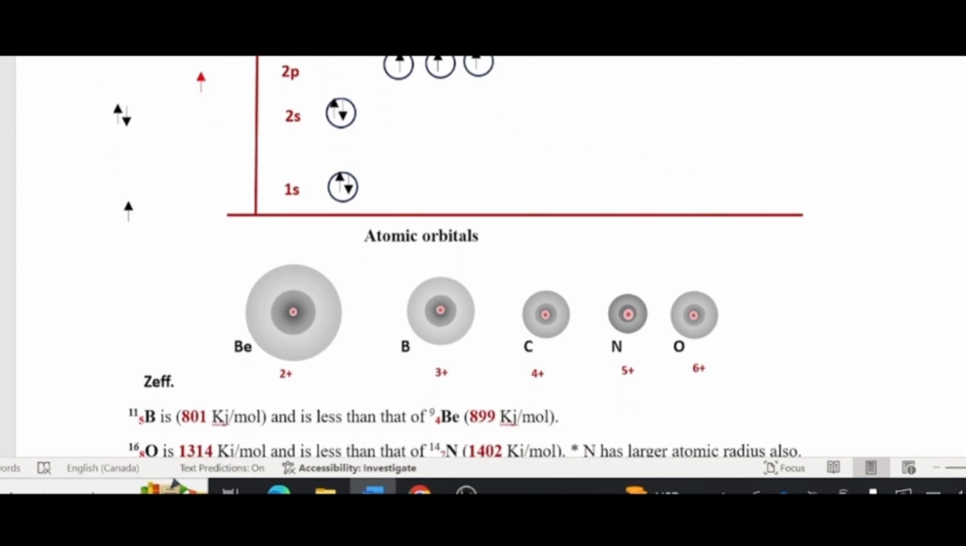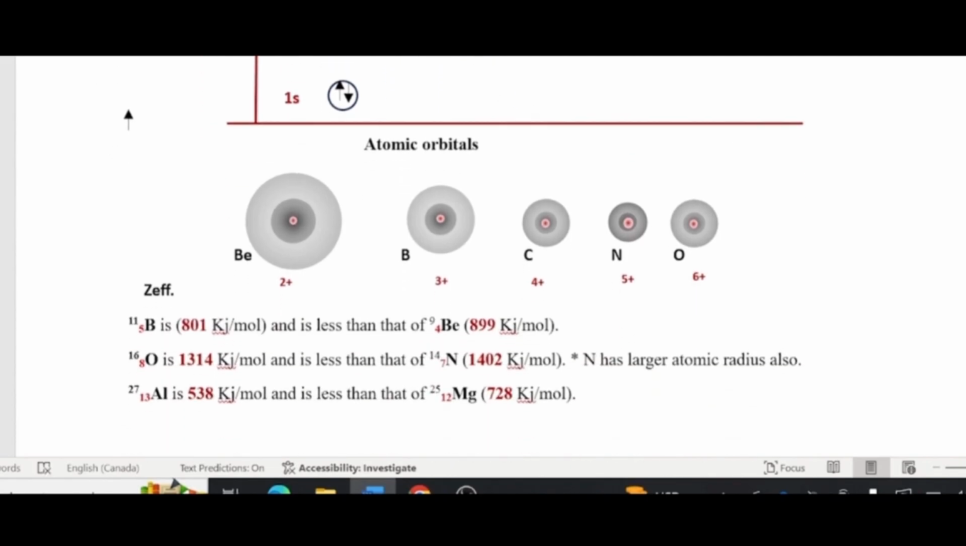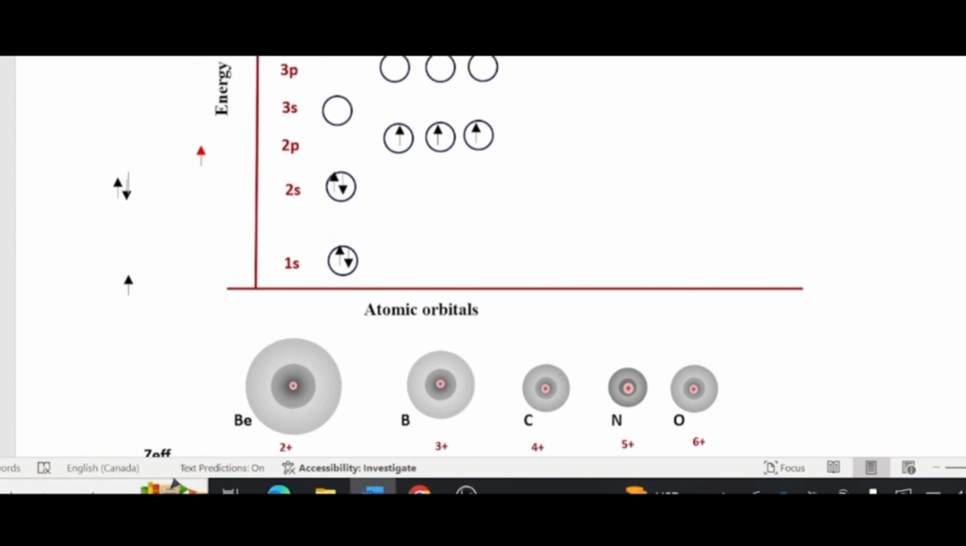Oxygen has 8 electrons, so we need to put in one more electron. We need to fill this subshell before you go into another shell. This is the K shell, this is the L shell. Sorry, every orbital can only hold 2 electrons. I forgot to tell you that. Put in one more for oxygen. You're going to have something like this. Look, another electron coming in there.